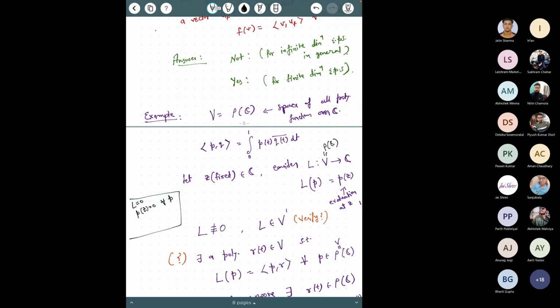This is what I'm saying: suppose that L is 0, then by definition P of Z is 0 for all P. Now suppose Z is a fixed number in C. So if Z is 0 and I take P as my constant polynomial, let's say 1, then can I say that P of Z is just 1? So 1 is equal to 0. This is not true.